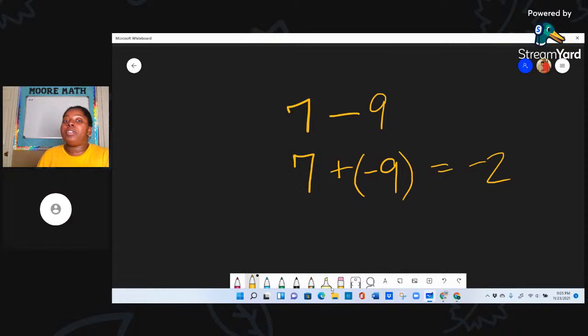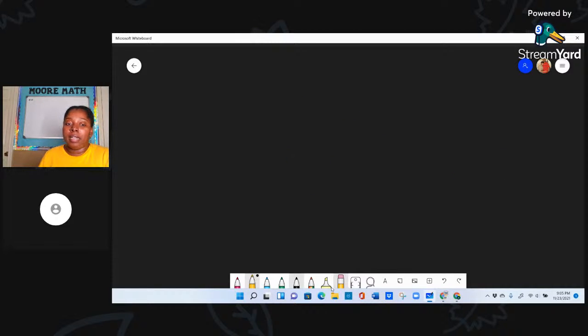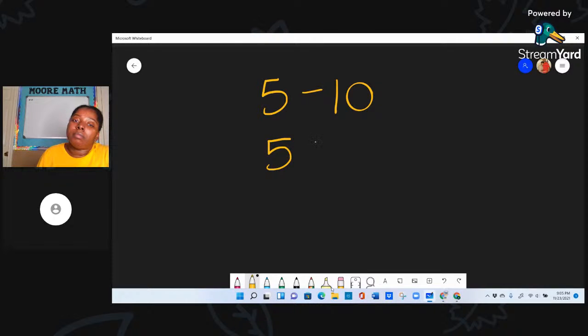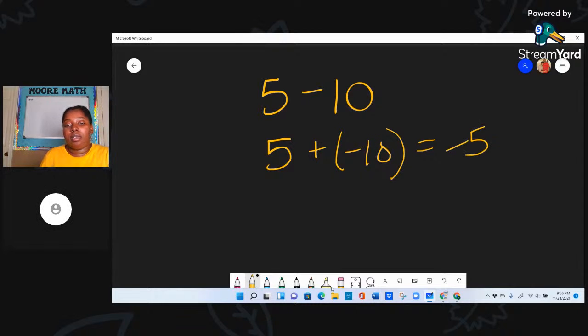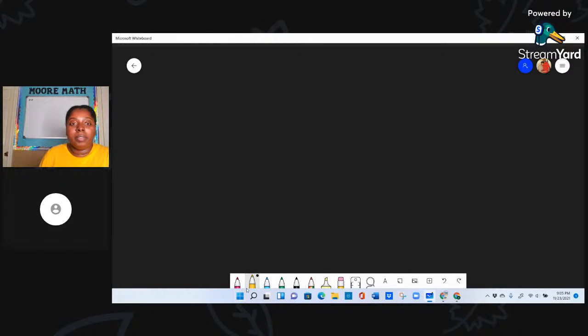Okay. So you never change this first number. You're just trying to figure out that minus 9 is the same thing as plus -9. That's it. That's the only thing that changes. The minus 9 and the plus -9. Let's do it again. 5 minus 10. Okay. What are we going to change it to? 5 plus -10. Excellent. And what's the answer? -5. Good. Okay. I'm going to give you another one.